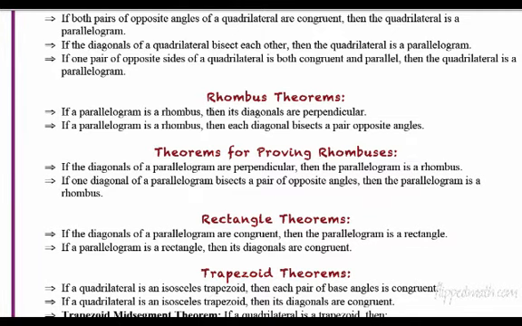Remember, for a rhombus, the diagonals are perpendicular to each other and they bisect a pair of opposite angles. That's true for all rhombuses. And so you can work backwards. The converse is also true, and that's what the next two theorems are.